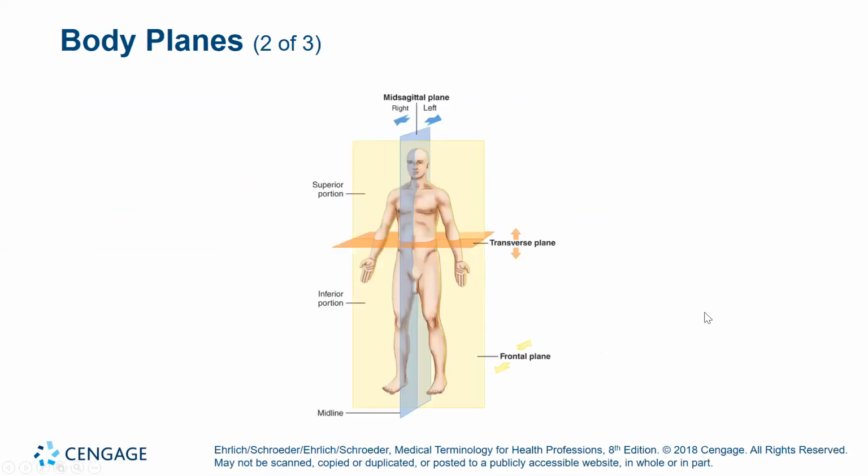Here you can see in the figure, we have the mid-sagittal plane, which divides the body into equal left and right halves. We have the transverse, which divides the body into superior, upper, and inferior, lower portions. And then we have the frontal, which divides the body into anterior, which is the front, and posterior, which is the back portions. You can see where they all are. Here's your mid-sagittal, the transverse, and the frontal plane.